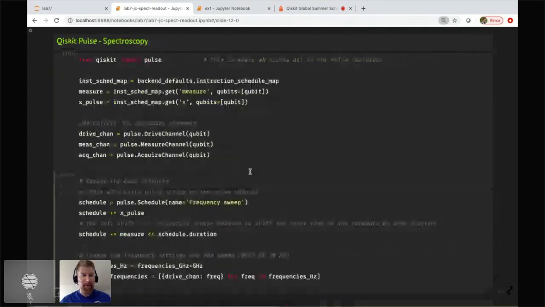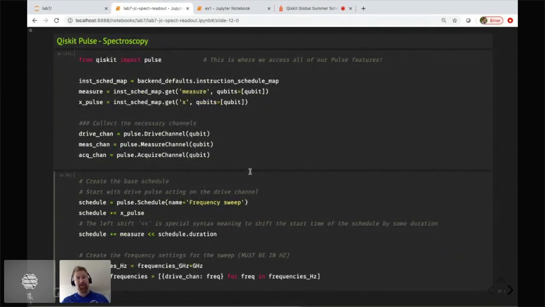And then we're going to go down here and build our frequency sweep. So essentially, we're going to come up with a schedule, which we'll call frequency sweep. And then we're just going to add an X pulse to it. And then we're going to add a measurement pulse to it and shift the beginning of the schedule to the beginning of the duration. So remember that we had this yesterday as well.